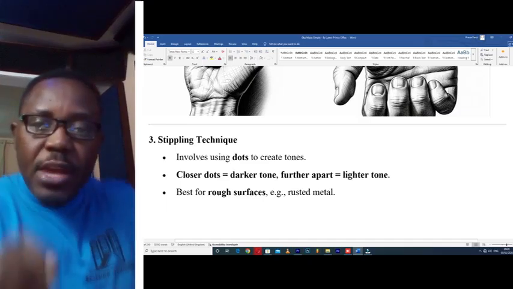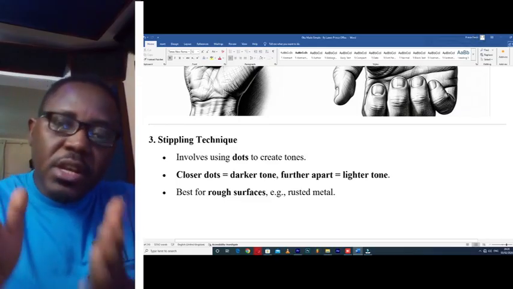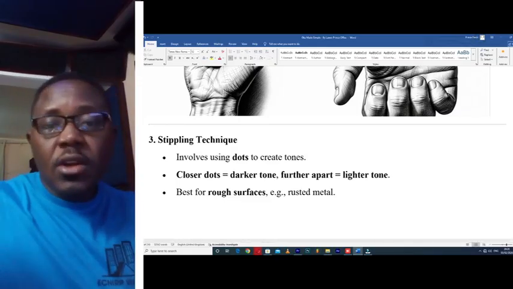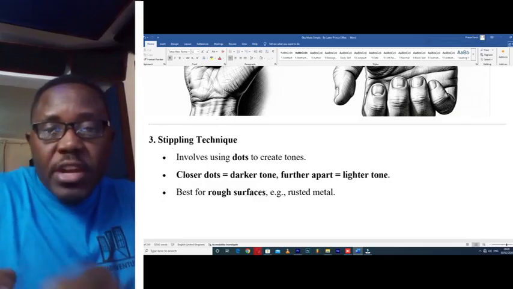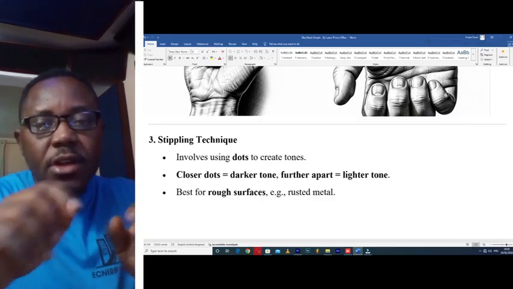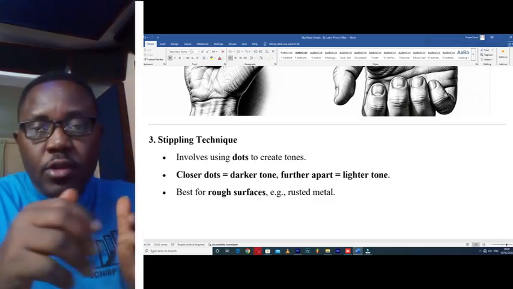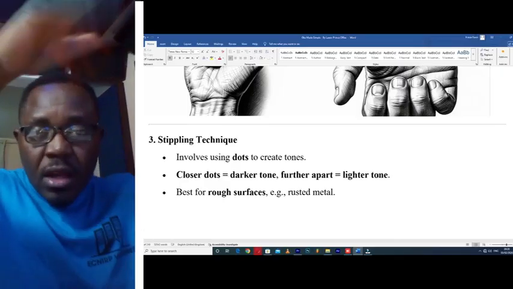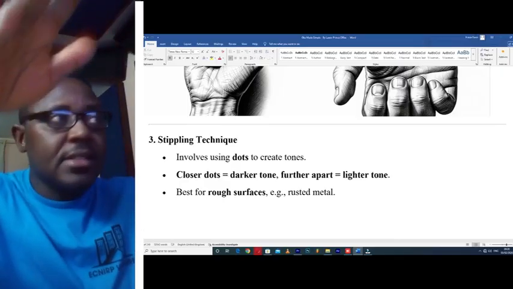So it means depending on how you want your gradation to be done upon your light source, the closer your dots come, it will be showing your dark tone. And then as you are scattering or spreading away, you are going to your middle tone, and then it's spread into your light tone. That is how it is done.